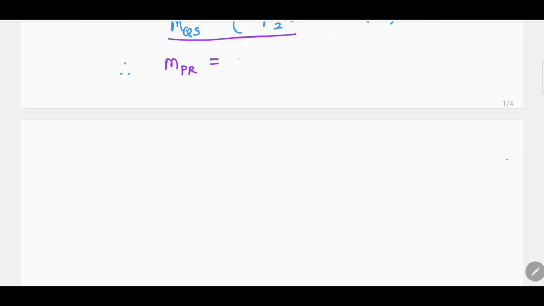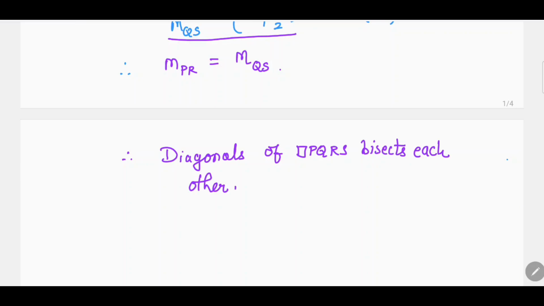MPR is the same as the coordinates of MQS. Therefore the diagonals of PQRS bisect each other. So the important formulas are in the coordinate geometry lesson: the distance formula and the midpoint formula.